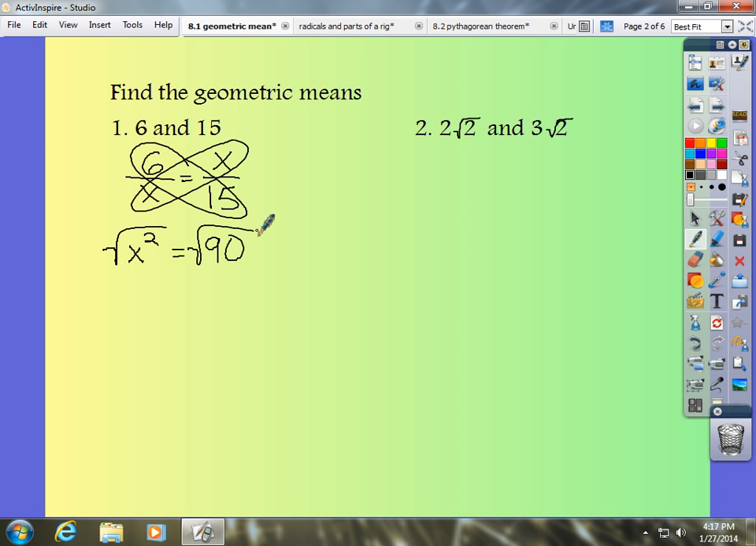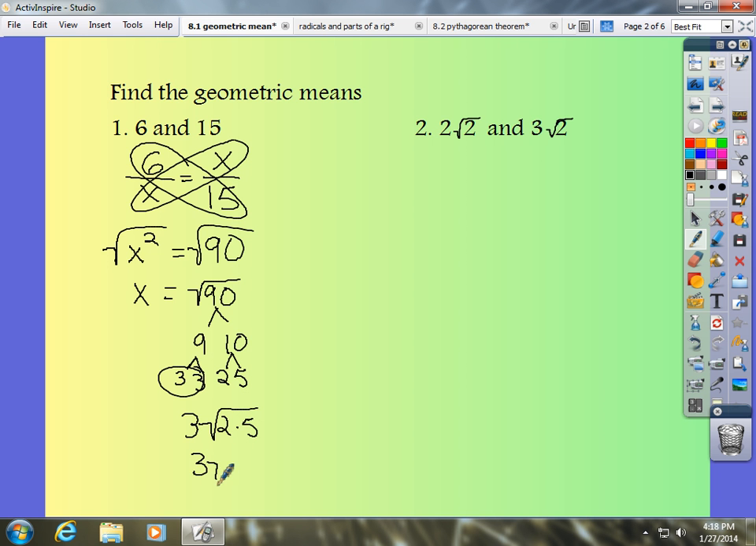Alright, this leaves me with x. This leaves me with the square root of 90. Well, remember yesterday we broke down our radicals. This is 2 and 5, this is 3 and 3, and whenever we have two of a pair, we take them, put them outside of the radical, and everything else stays inside. So we have 2 times 5, and this gives us 3 times the square root of 10. Okay, so the square root, or the geometric mean of 6 and 15 is 3 times the square root of 10.